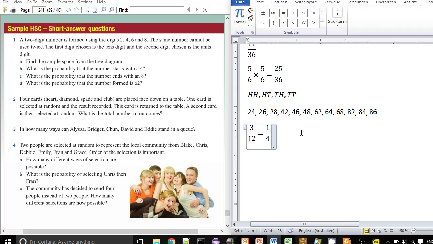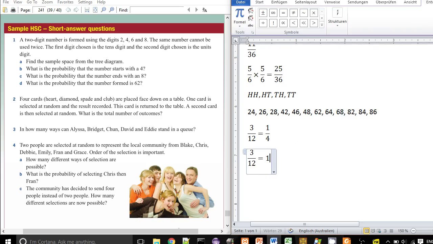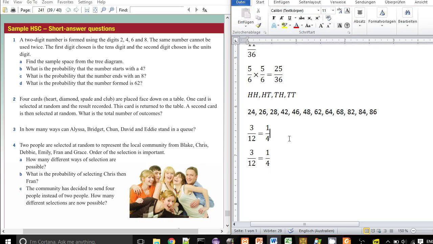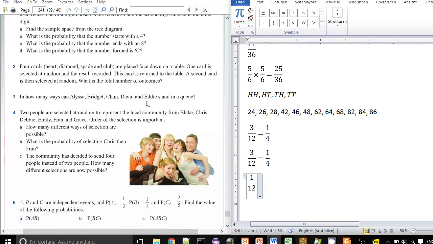Ends with an 8. There's 3, so still 3 out of 12. That's the chance of it starting with a 4, and that's the chance of it ending with an 8. It's the same. What's the chance of it being the number 62? There's only 1 of that out of 12 in total. So there's a 1 in 12 chance of that one. That's the answer to D. Sorry, I'm not really labeling it, but hopefully I'm making it clear which part's which.